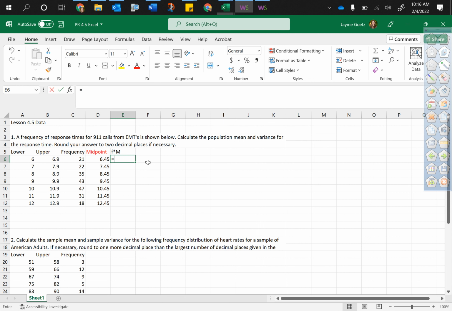So I'm going to hit equals, and I want my frequency times my midpoint. So again, I took C6 times D6. And then again, guys, we're just going to drag it down. That's all we need to do.